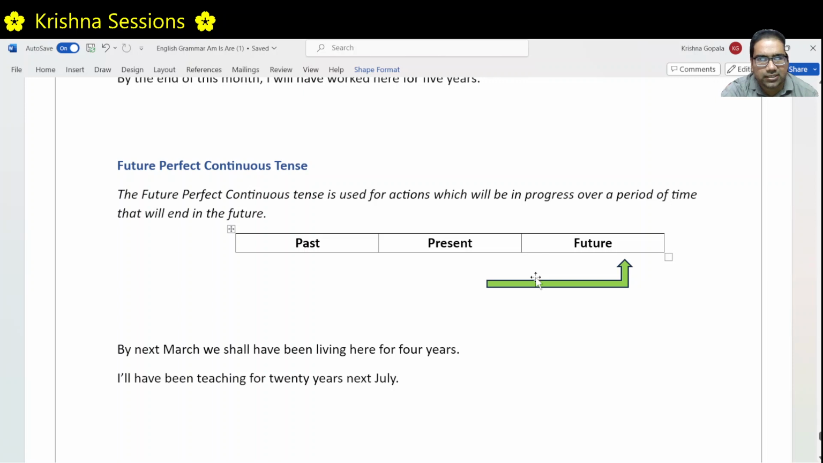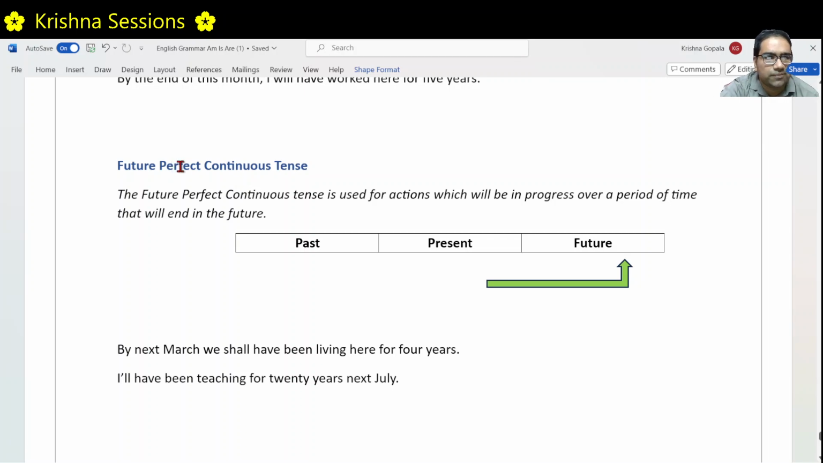Future perfect continuous is used for action which is in progress, which will be in progress over a period of time that will end in future. Okay, the end is in future, but it is in progress for a period of time. By next March, we shall have been living here for 4 years. There's a continuity, right? By this next March, 4 years will be completed, right? So probably this fellow must be living from the time of the statement, or even before. Right. There is a continuity here. That's why it is continuous tense.